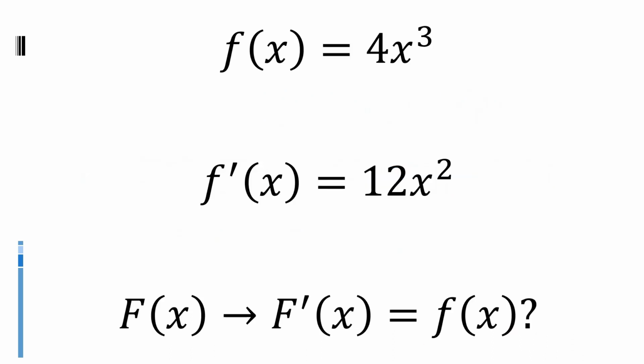You are now familiar with finding the derivative of a function. So let's say we have f of x equals 4x cubed. The derivative of this is 12x squared. Now, the question is, is it possible to find, let's say, a capital F function such that its derivative is equal to f of x, to this one? Now, if we find such, then we call that the antiderivative of f of x.